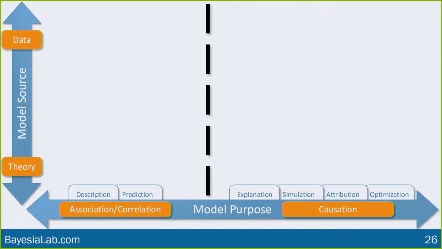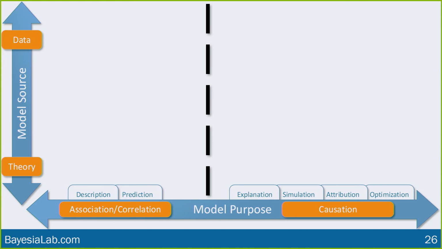Let me now take you to our map of analytic modeling and reasoning. And if you've read our book or seen some of the previous webinars, you've probably seen this diagram several times. What this shows on the x-axis is the purpose of an analytic model. Here on the left, we have association or correlation, and on the right, we have causation. Those are the two principal purposes that a model can have: predicting on the left and inferring causal interventions on the right.